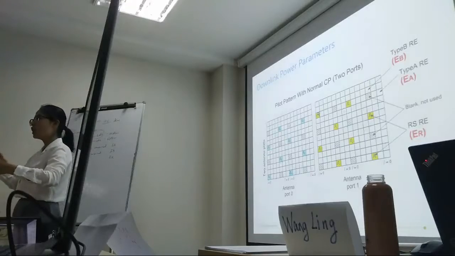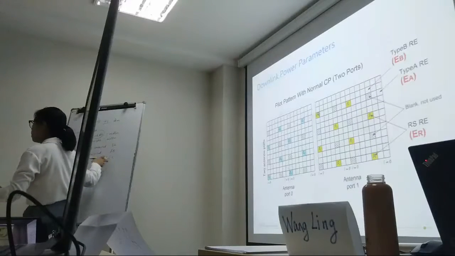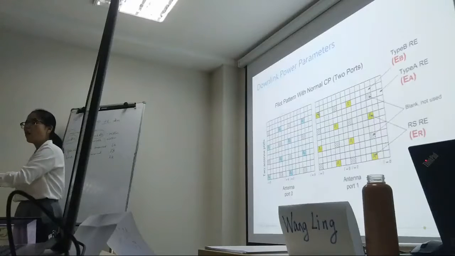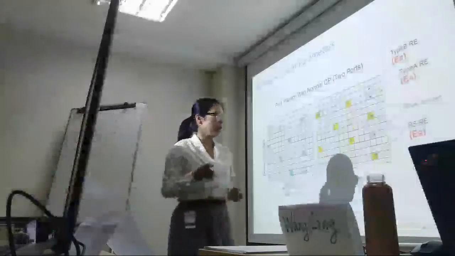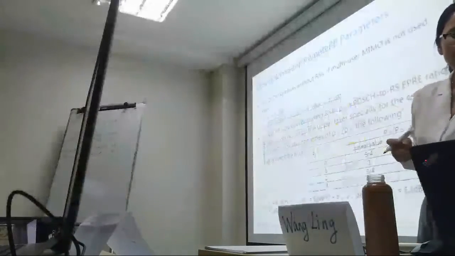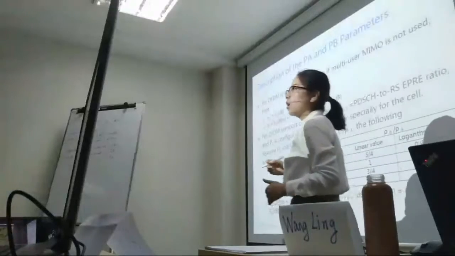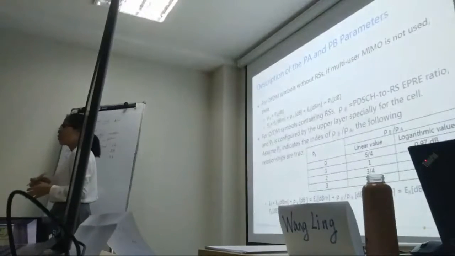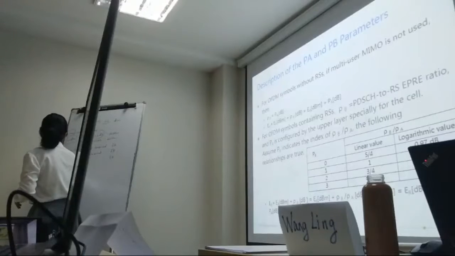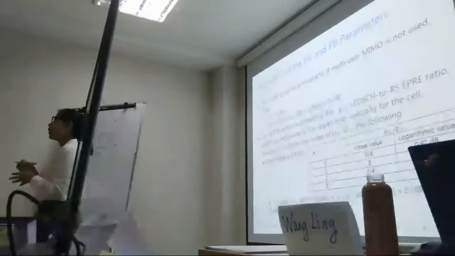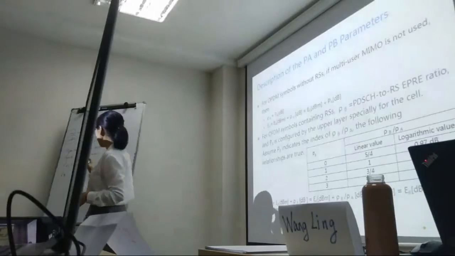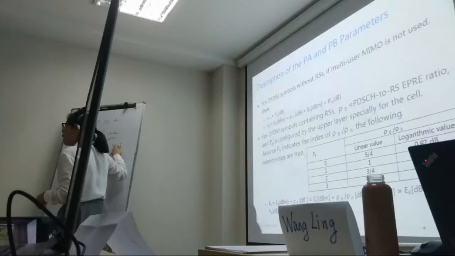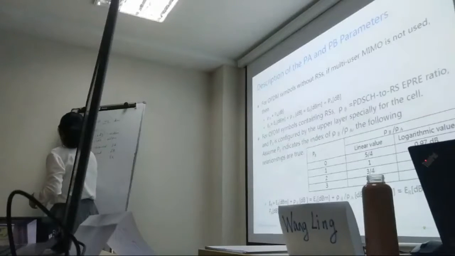So how do you know the normal RE power? I only know this one. So we should define an offset. This offset we give other names, PA and PB. PA and PB first relate to rho A and rho B. What are rho A and rho B? Rho A is the type A RE power divided by the RS power.